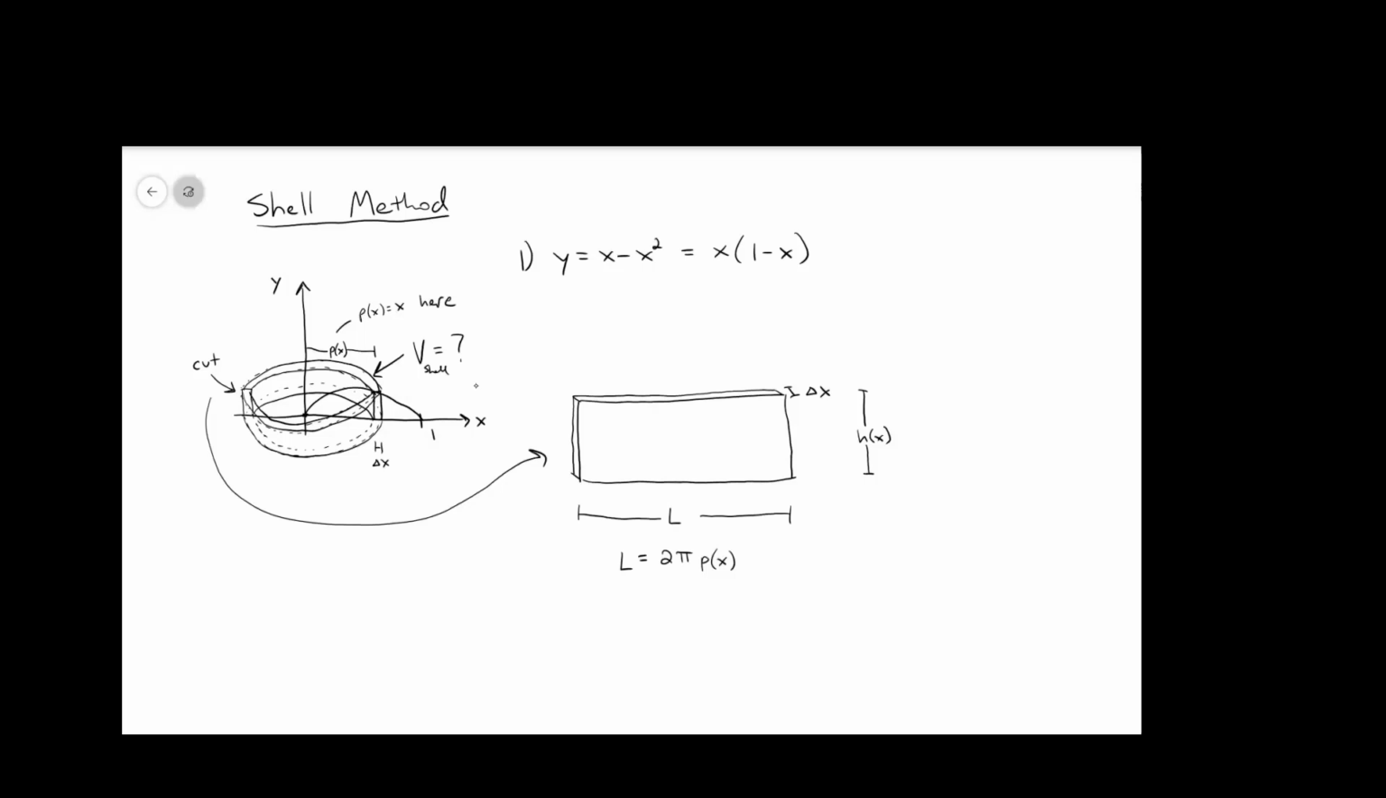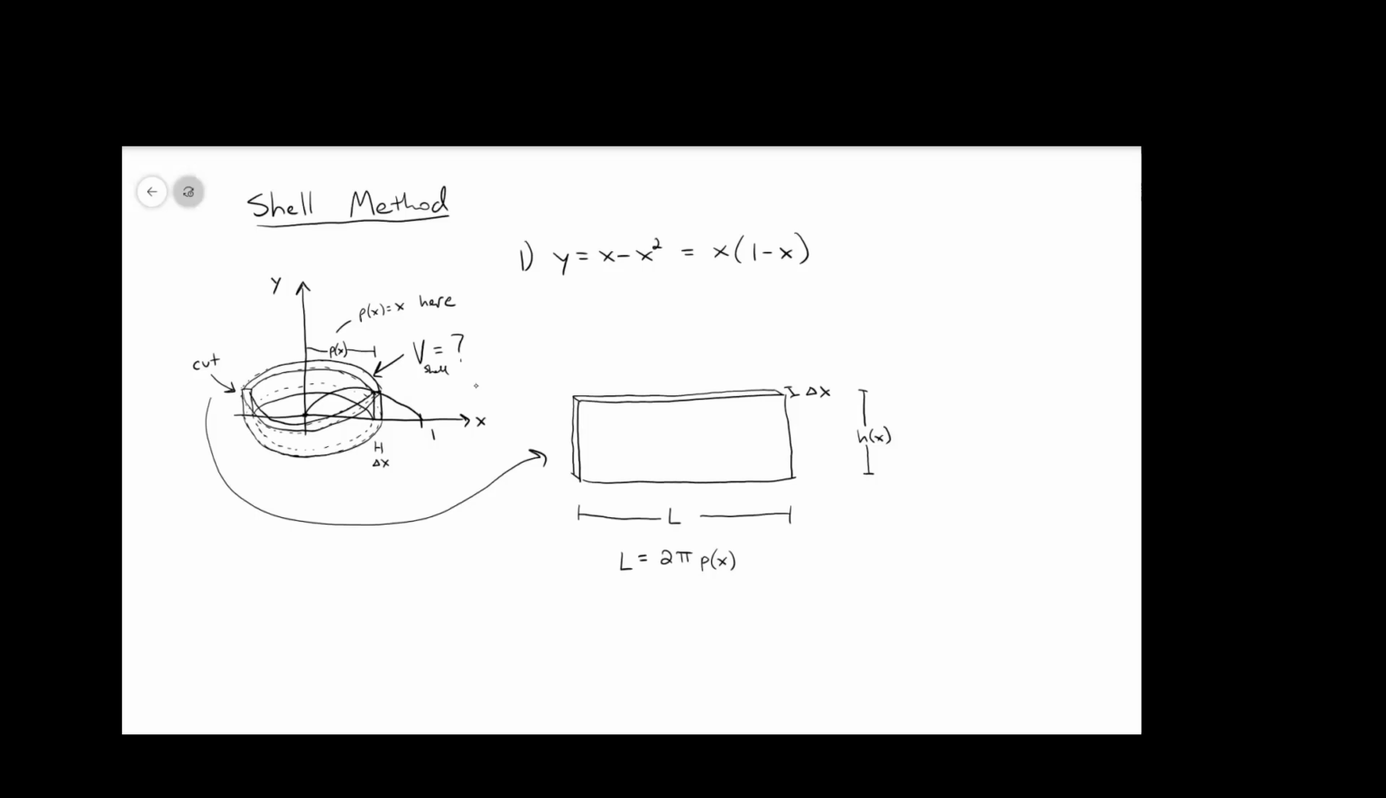To define what p of x actually is, you can just say it's the distance from the axis of revolution to the representative rectangle. And since here the axis of revolution is the y-axis itself, we're simply going from the y-axis to the rectangle. That's just the distance of x. Okay, and we'll see somewhere it's not just x, and you'll see what I'm talking about in further examples.